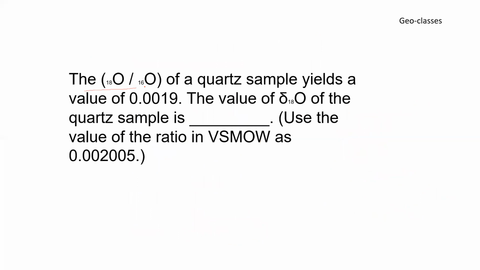For this, you have a formula: alpha is equal to R standard minus R sample, divided by R standard, into 1000. Or you might have seen the formula as R standard upon R sample minus 1, something like that. So that could be there also.